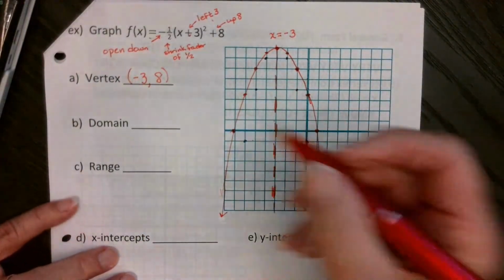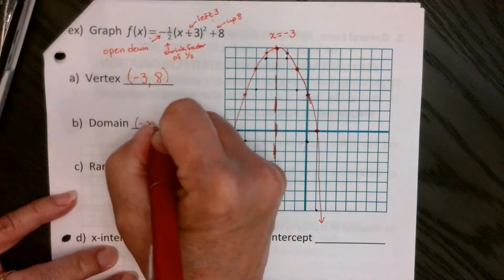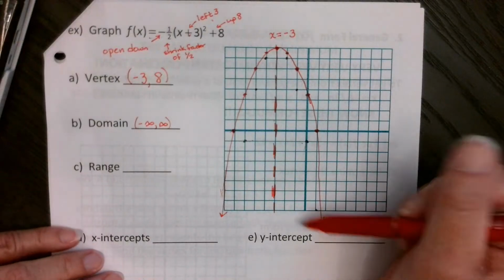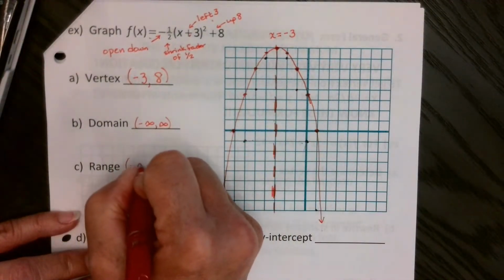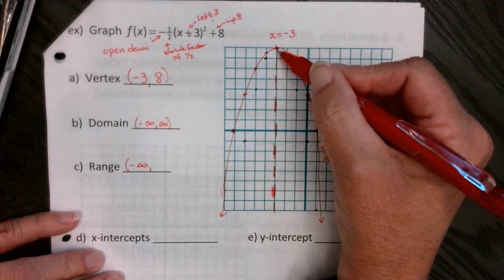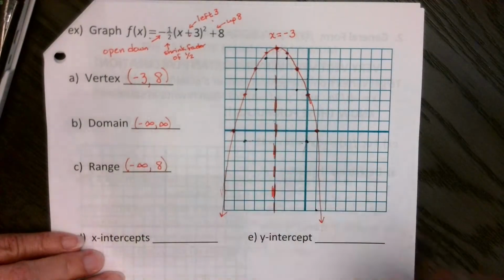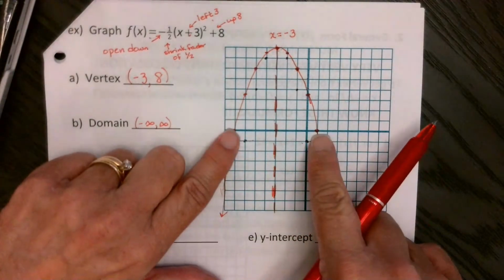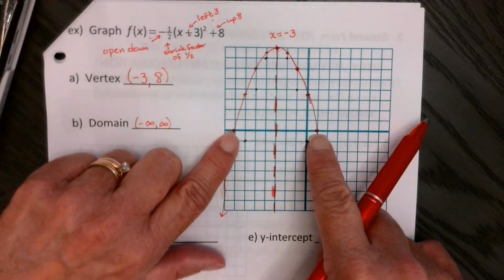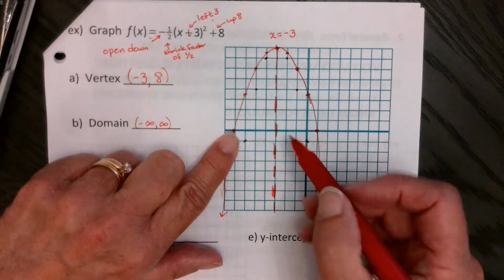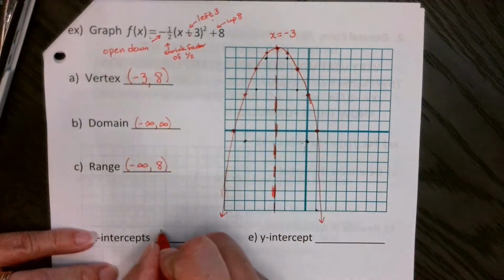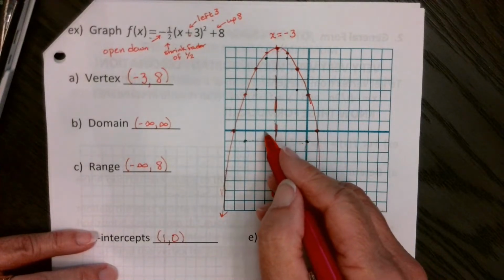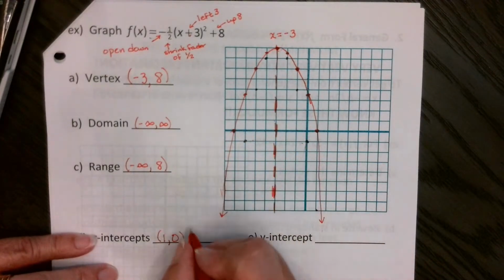Okay, the domain, still all real numbers. The range starts down here at -infinity and goes up to 8. Now, these x-intercepts are nice because they actually are on a good point, so we don't have to do any work. All right. So this one would be 1, 0. This one here is 1, 2, 3, 4, 5, 6, -7, 0.